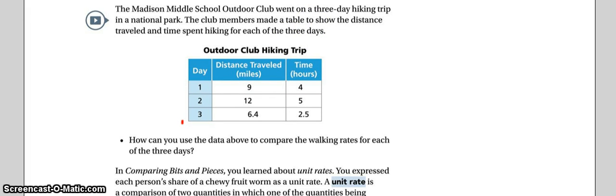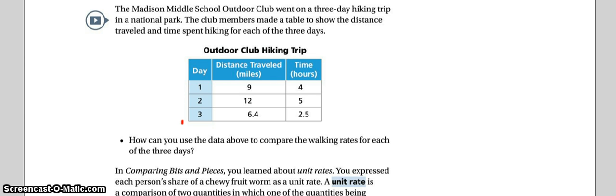All right, so today we're going to be talking about decimals and unit rates. So we're going to take a look at this problem here. The Madison Middle School Outdoor Club went on a 3-day hiking trip in a national park. The club members made a table to show the distance traveled and time spent hiking on each of the 3 days.